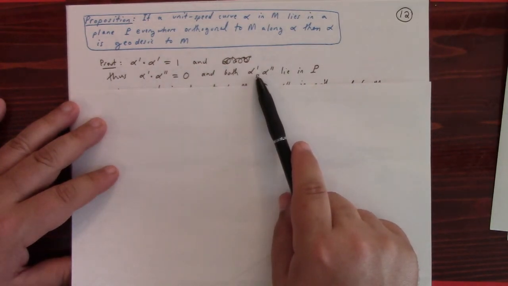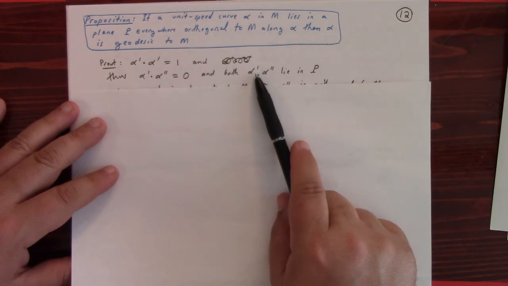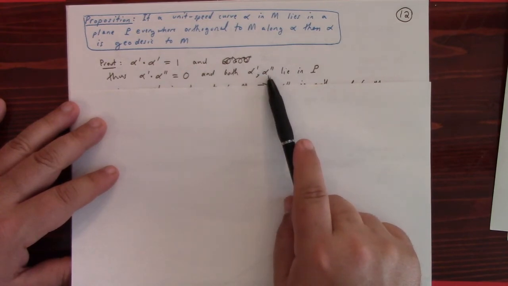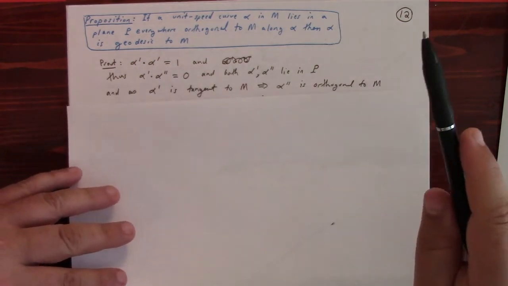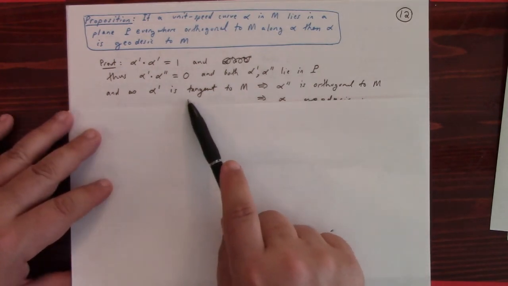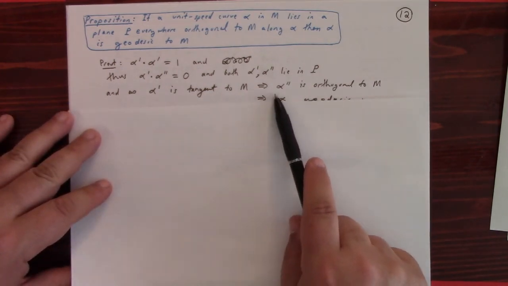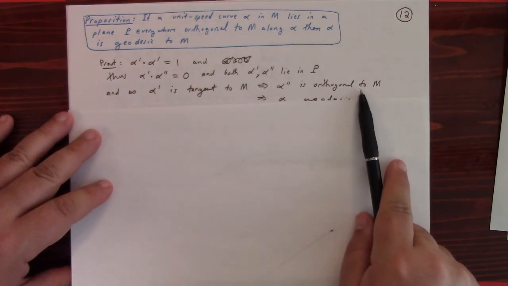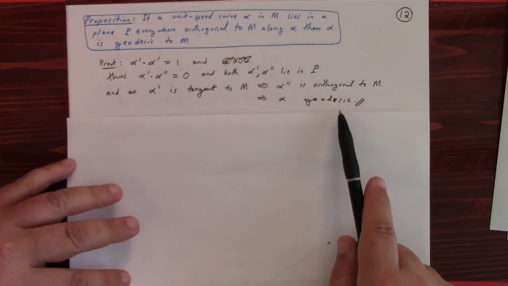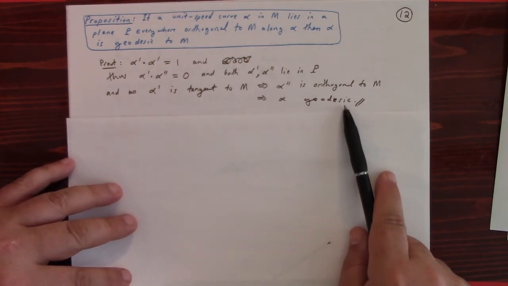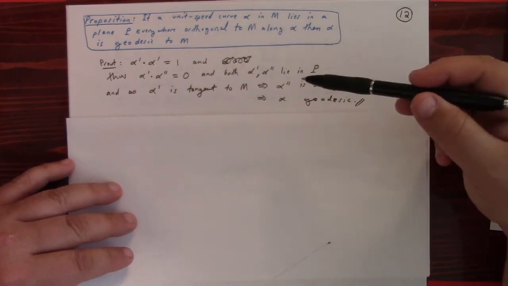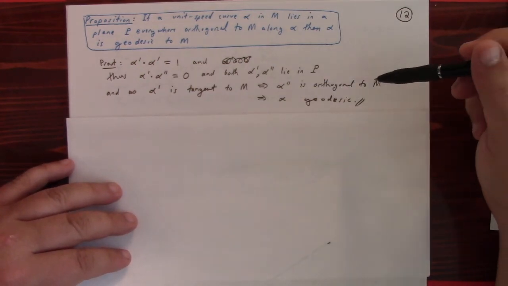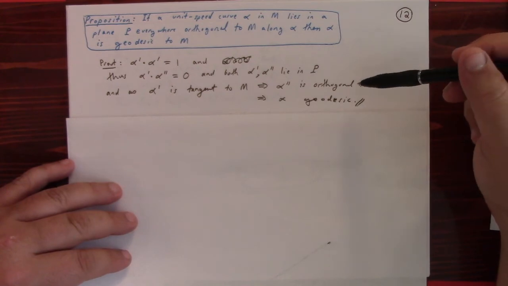So let's see here. Both alpha prime and alpha prime prime lie in P, right? And as alpha prime is tangent to M, of course, that means that alpha prime prime is orthogonal to M, right? Which means that alpha is a geodesic, right? Because the acceleration is in the same direction as the unit normal.